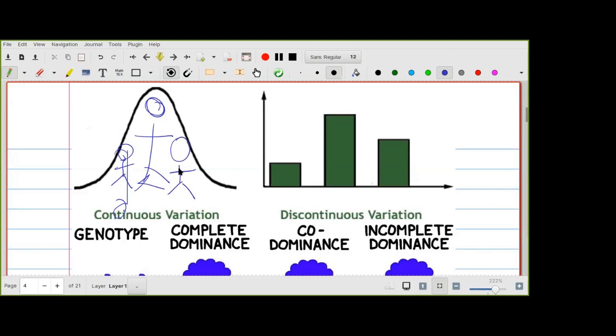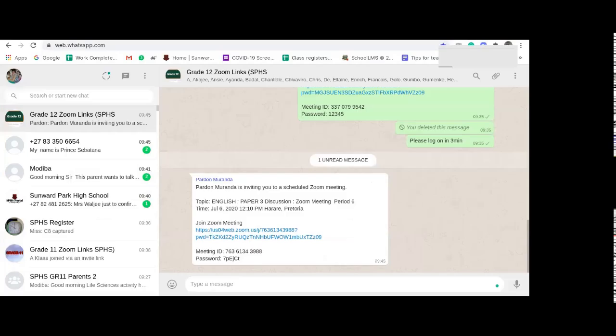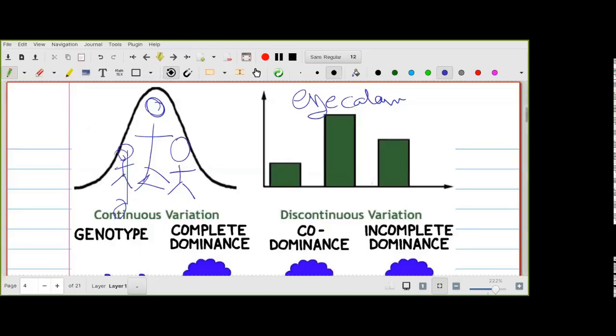When we don't have continuous variation, what do we have? There's no range. You have distinctive blocks. This could be, for example, eye color. So this would be brown eye color. This could be blue eye color. And then some people have like green eyes. So that's discontinuous variation. There's no range of colors. It's very distinctive, either this or that. It's not like height, where you can be a range of different heights as soon as you have an adult.